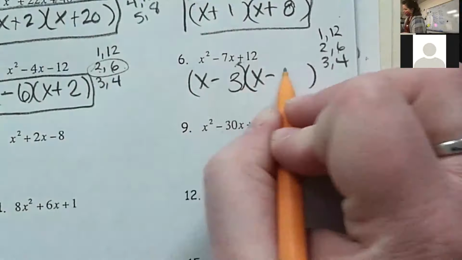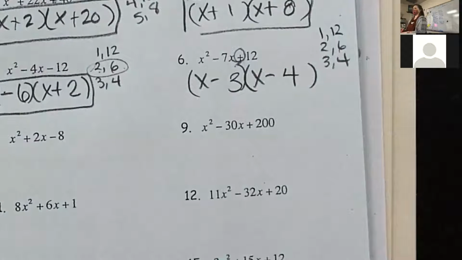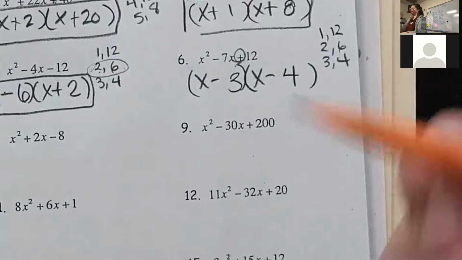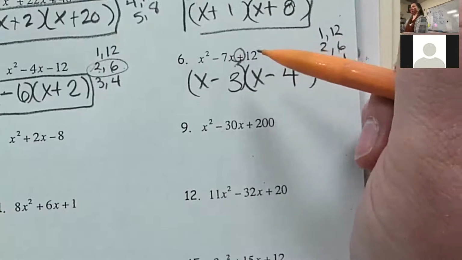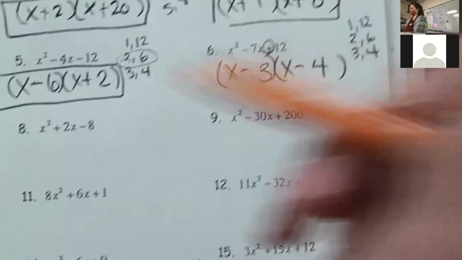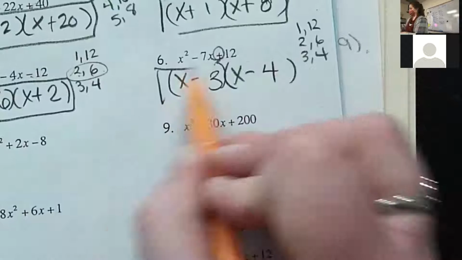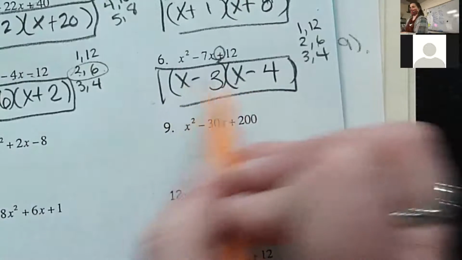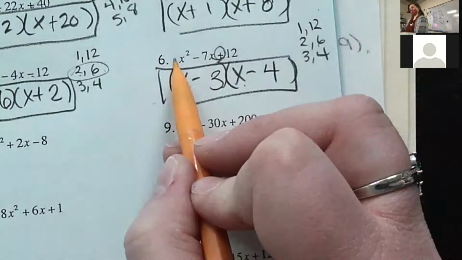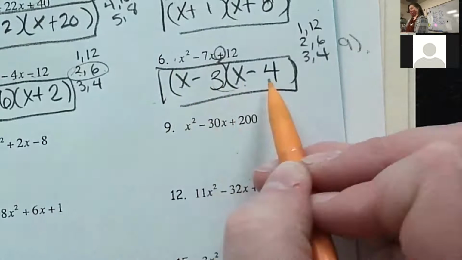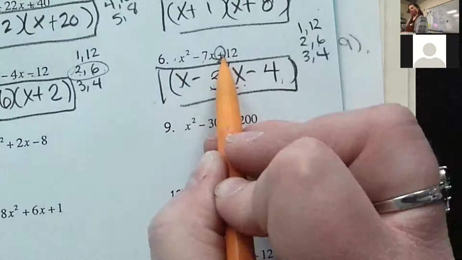Why are we thinking adding? Because of this sign. Whatever sign is in front of that last term is what we think. This one we think adding, this one we thought subtraction. Now how we got the negative 7 is because they're both negative. And if I was to FOIL this out, x times x, x squared, then we have a negative 3x and a negative 4x, well that gets me negative 7. And then a negative 3 times a negative 4 gets me that positive 12.